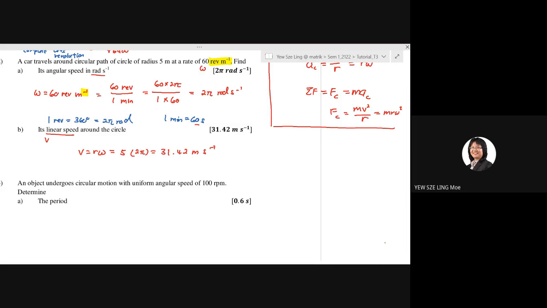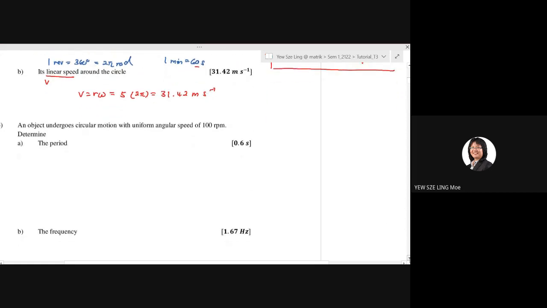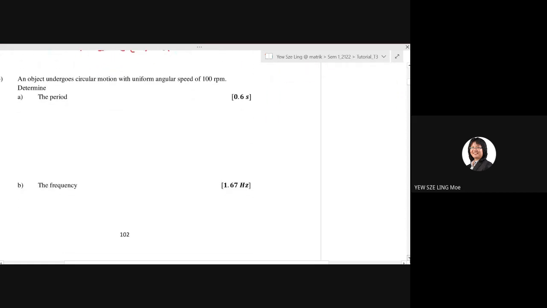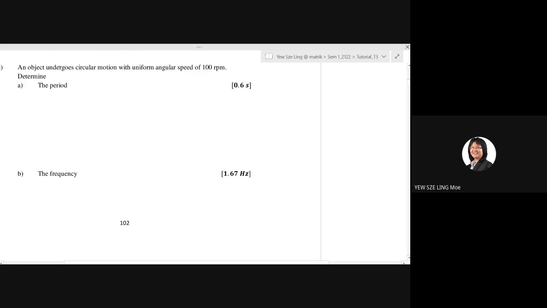Okay, so question number 2. How are we going to solve it? Again, let's try to extract the information first. An object undergoes circular motion with a uniform angular speed of 100 RPM. RPM means revolutions per minute. You have to be familiar with all these terms given.